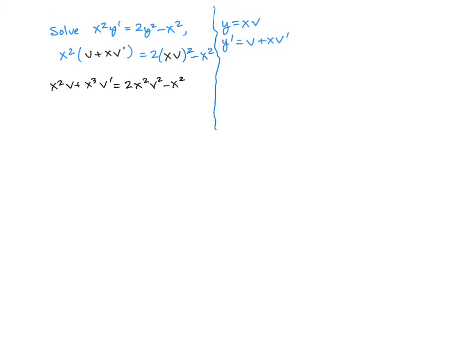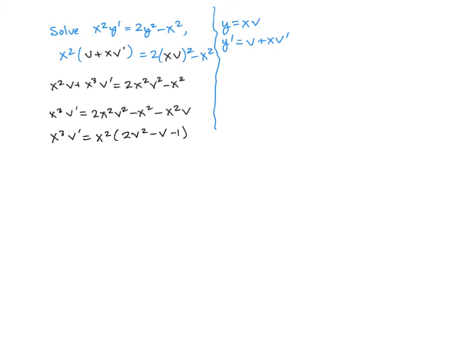So now the next thing we want to do is bring all of the non-v prime terms to one side. So when we do that, we're going to have the x cubed v prime still over here, but then we're going to have our 2x squared v squared minus x squared minus x squared v. And then from here, you will notice that we have an x squared common to every term. So we're going to have x cubed times v prime is equal to a factored out x squared times 2v squared minus v minus 1.